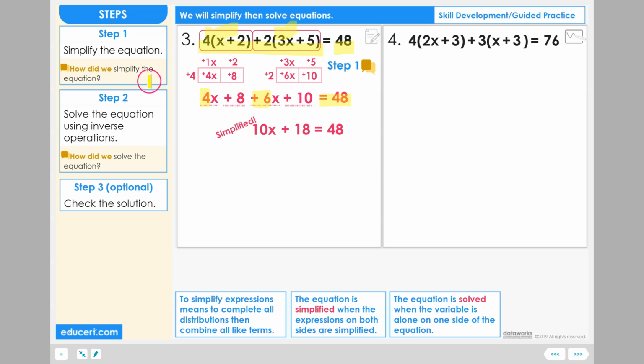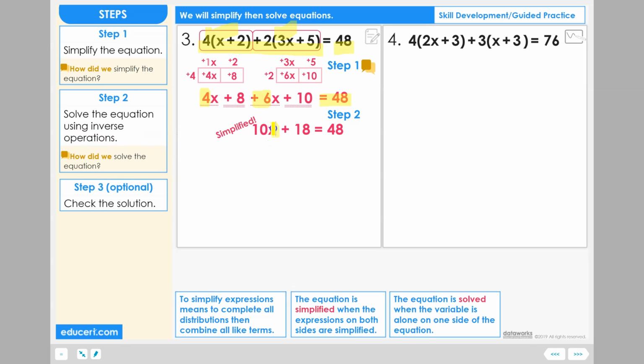How did we simplify the equation? We simplified this equation by doing all the distributions that we needed to, and then combining the like terms when we could. Step 2. Solve the equation using inverse operations.